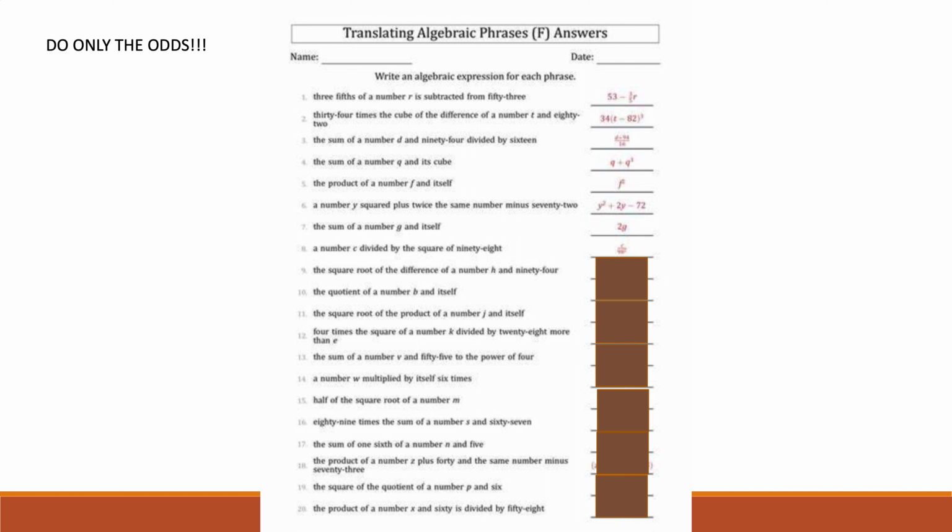All right, number 9, the square root of the difference of a number h and 94. Difference means subtract. The number is h minus 94, and then the square root symbol. So the square root of h minus 94.